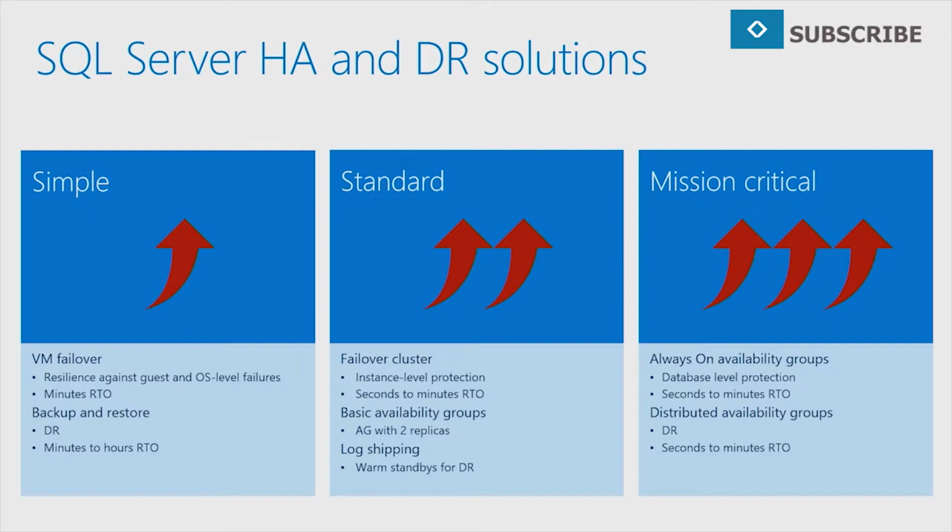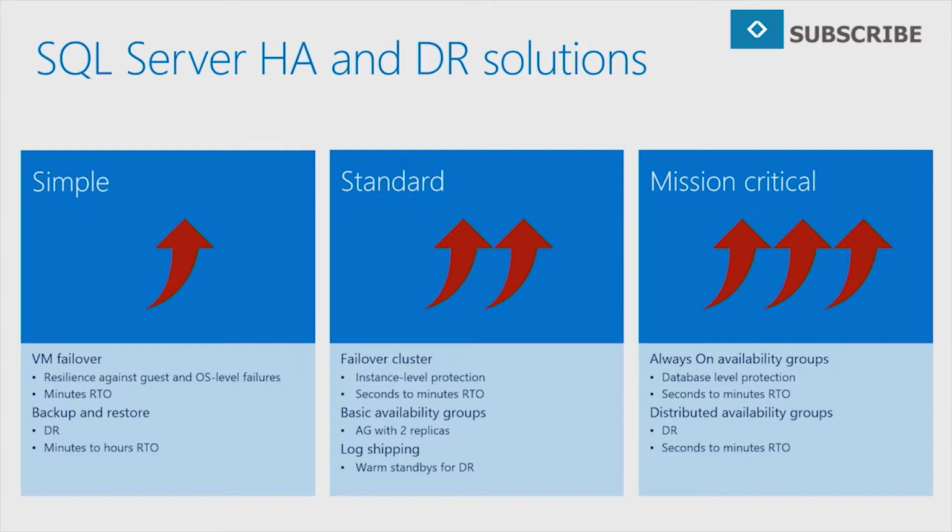With simple HA solutions, organizations leverage virtualization technologies to achieve a high degree of resiliency against host-level failures, fault tolerance against hardware failures, as well as elasticity and resource maximization. These systems can run not only on premises, but simple HA applies to SQL Server running on private or public cloud or hybrid environments. For simple DR, the fundamental form of disaster recovery and protection is the database backup.